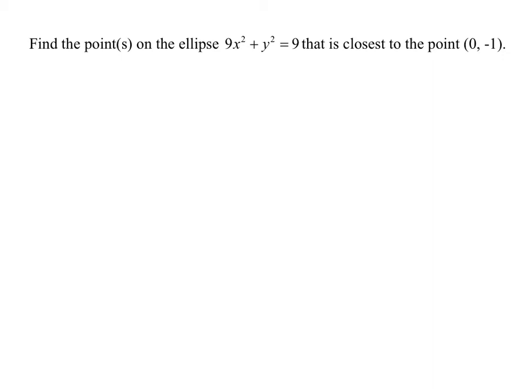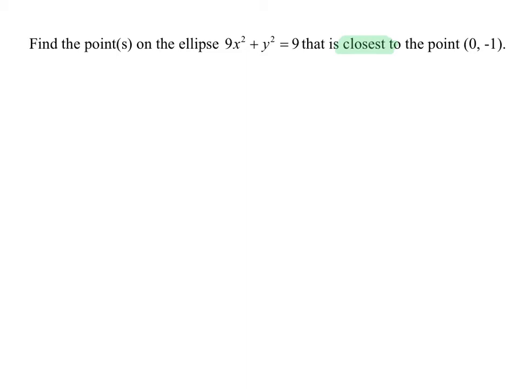In this video, we want to find the points or point on the ellipse 9x squared plus y squared equals 9 that is closest to the point (0, -1). So we are trying to find points that are closest to one another, so we're going to be trying to find a minimum. But before we even get there, I think it's going to be most useful to take a look at the graph of this ellipse.